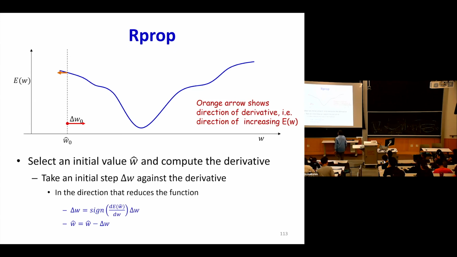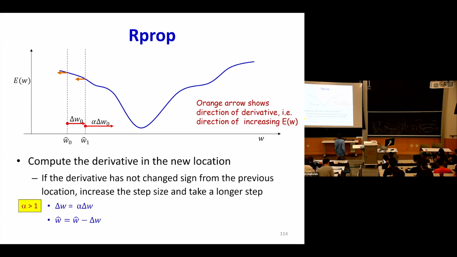So you start off with some initial value, compute the derivative, and take a step according to the derivative. Forward if the derivative is negative, backward if the derivative is positive, right? And then you move to the newest location, and then check your derivative. The yellow arrow shows you the sign of the direction of the derivative. If you're moving in the correct direction, then you're going to increase your step size.